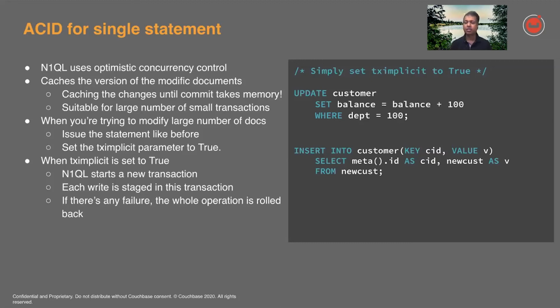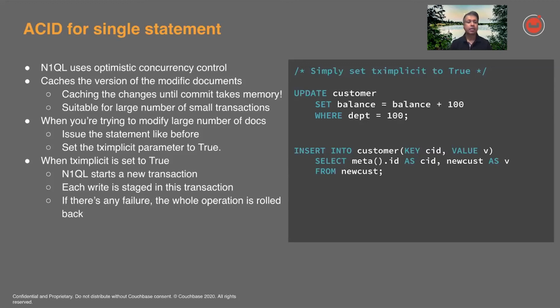You can set the rest of the parameters in terms of persist to majority, persist to active, and all the options are available. But here, the query service automatically updates all the values under the auspices of a transaction. In case of a failure, it is automatically rolled back. Use this when you're trying to update a large number of documents.